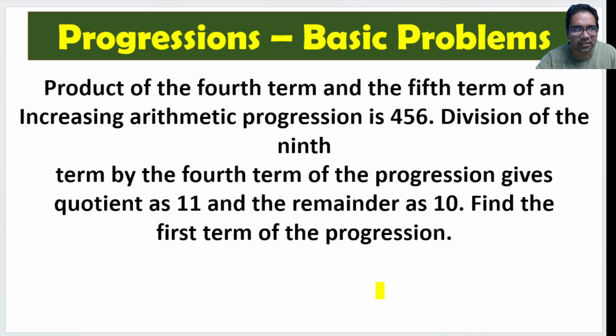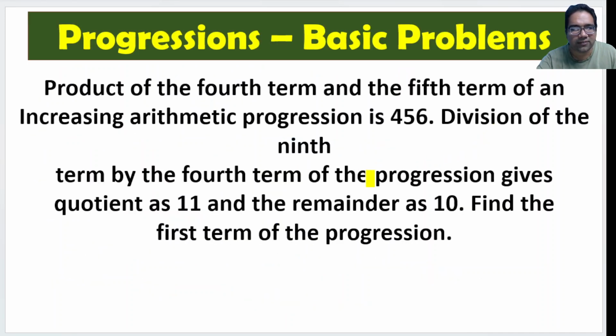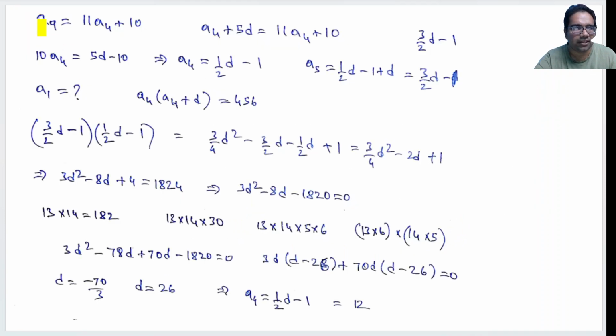Right. So let us write whatever is given in words in the form of mathematical expressions. We are given the ninth term. When it is divided by the fourth term, it gives a remainder of 10 and quotient of 11. What does that mean? A9 is 11 times A4 plus 10. A9 by A4 is giving remainder 10 and quotient 11. That means 11 times A4 plus 10 should become A9.